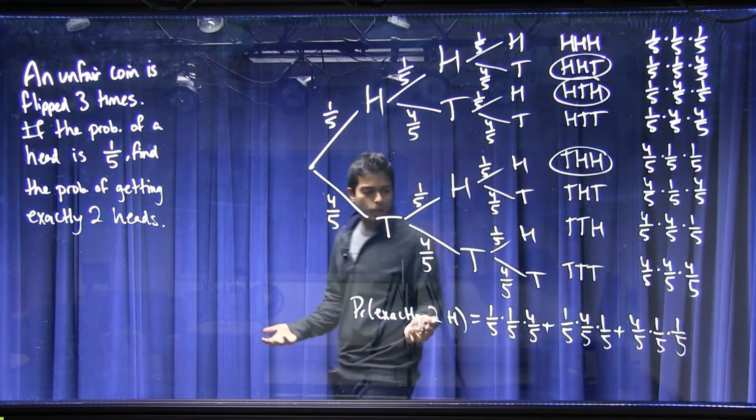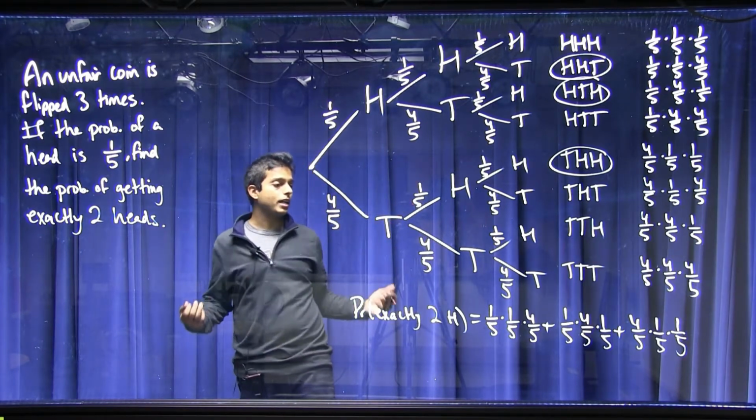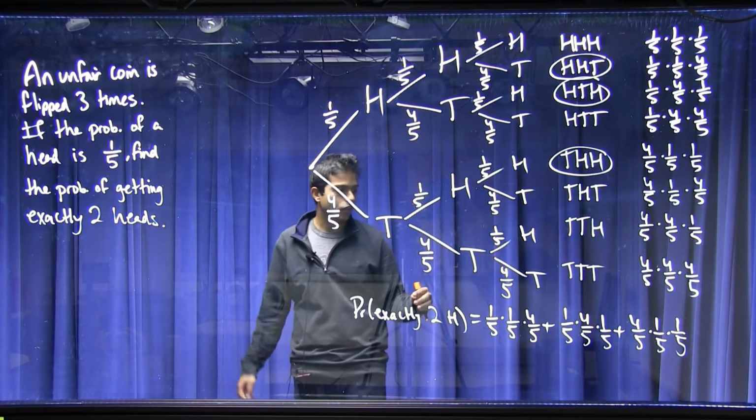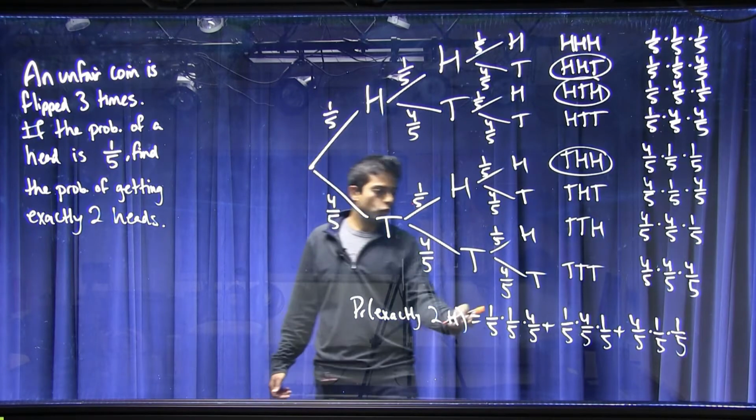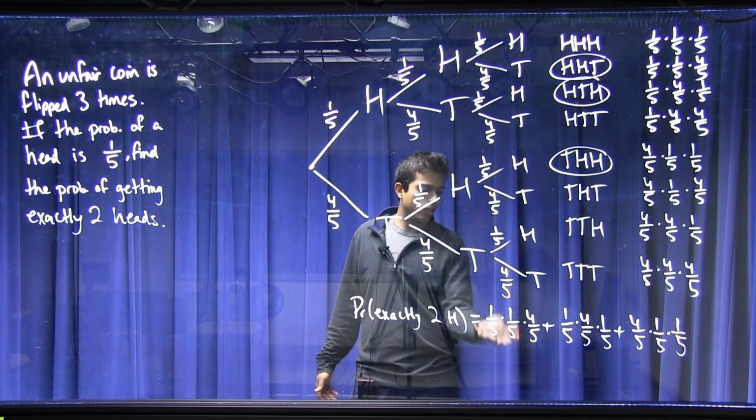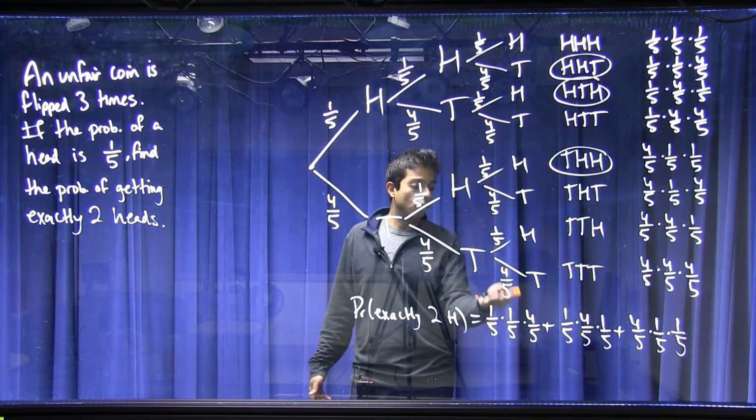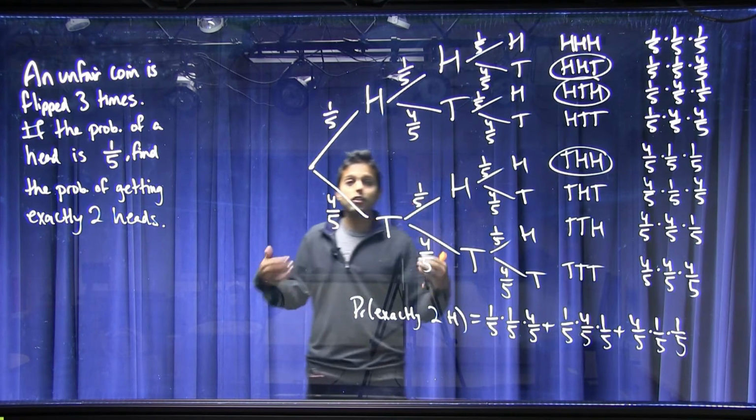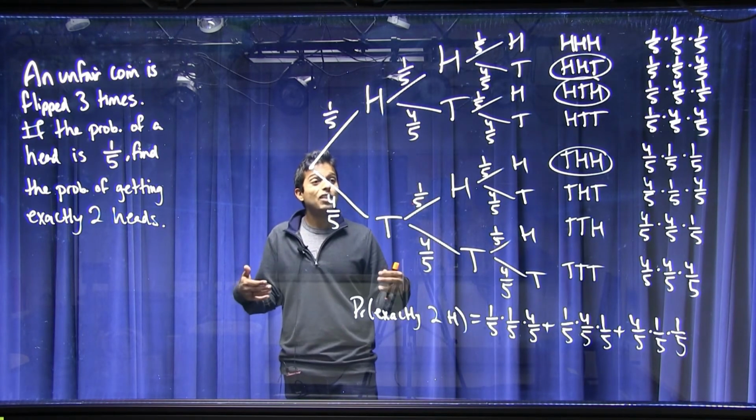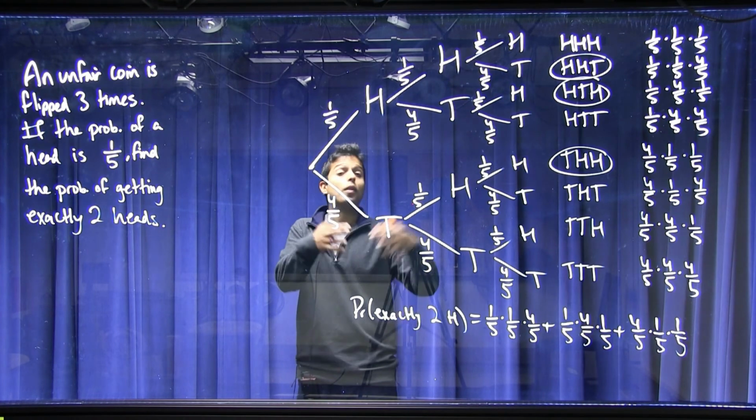I want you to notice something about these numbers though. So those 3 numbers that we added together, those 3 probabilities that we added together, they're all exactly the same. If you multiply them, you get 4 in the numerator and 125 in the denominator. They're all 4 over 125. And in the next video, we'll see why that happens and see if we can actually get these probabilities without drawing a big tree.